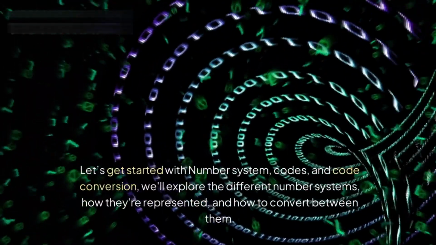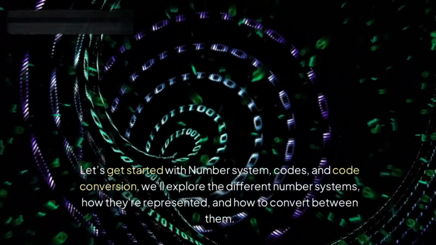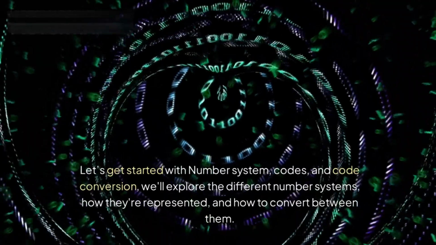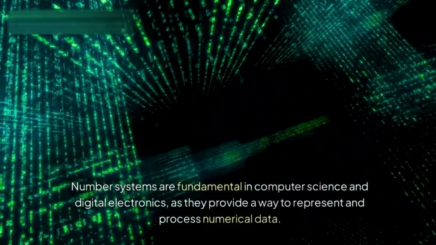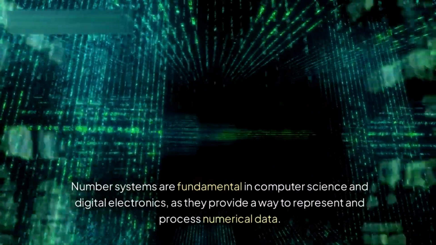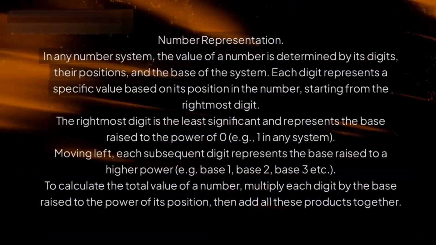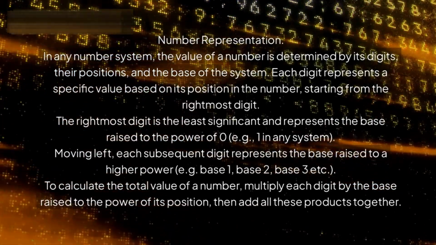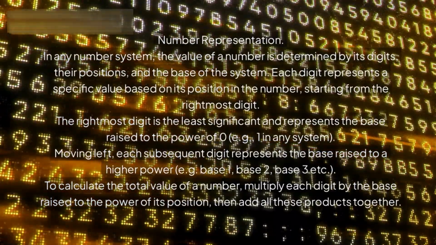Let's get started with number systems, codes, and code conversion. We'll explore the different number systems, how they're represented, and how to convert between them. Number systems are fundamental in computer science and digital electronics, as they provide a way to represent and process numerical data. Number representation. In any number system, the value of a number is determined by its digits, their positions, and the base of the system.